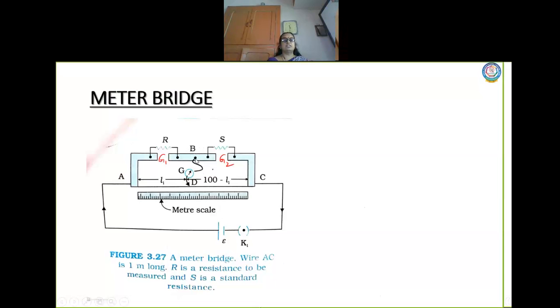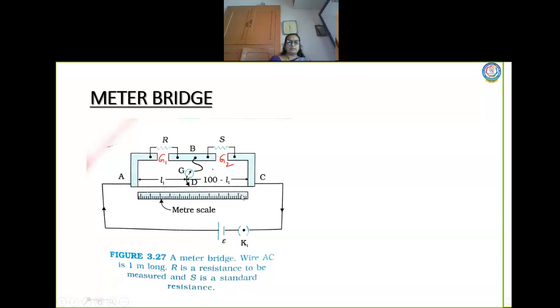So here from this you connect it to a galvanometer, and the other end of the galvanometer is connected to a jockey. And as I told you, the jockey is a metallic rod, and one end of the jockey is a knife edge which can slide over the wire. So the jockey can slide over the wire. It can make connections with the meter bridge wire.